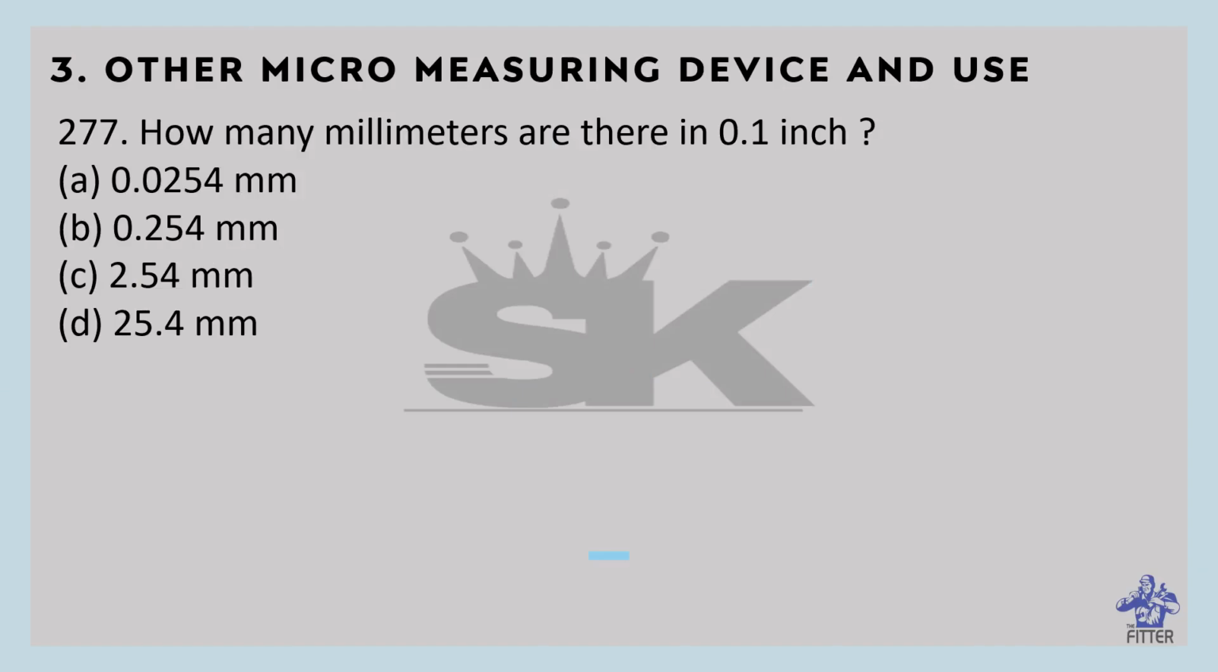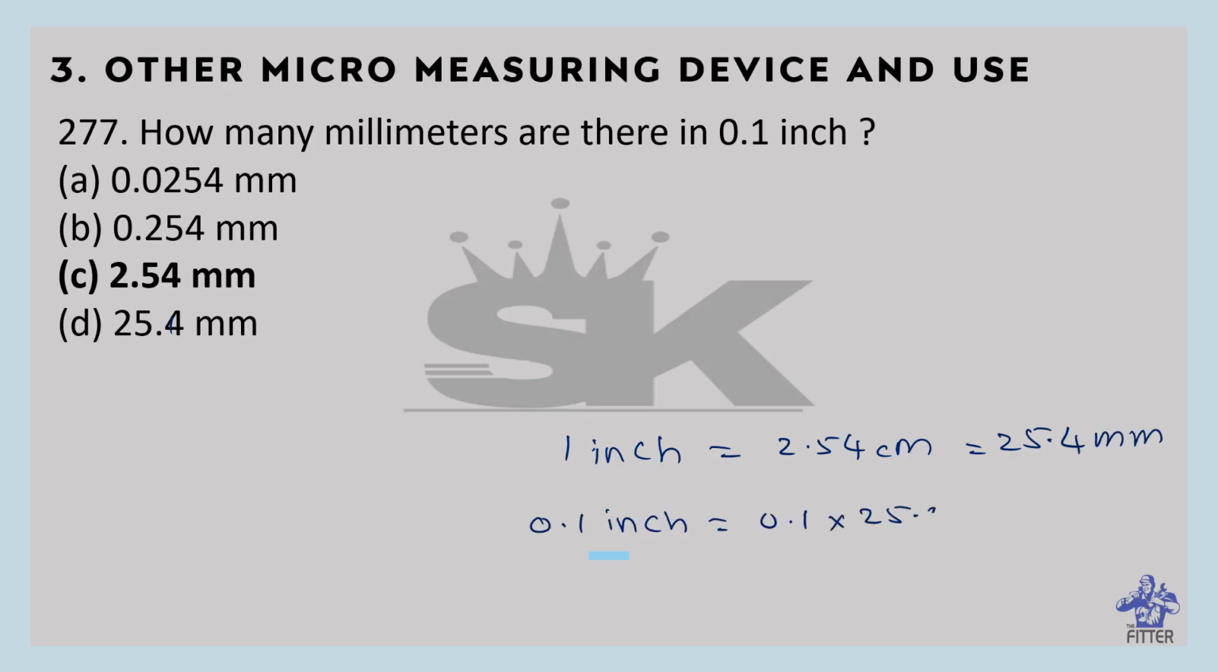How many millimeters are there in 0.1 inch? So here, 1 inch equals 2.54 centimeters, so that is equal to 25.4 mm. So here 0.1 inch equals 0.1 into 25.4 mm, right? So the answer would be 2.54 mm. So option C.